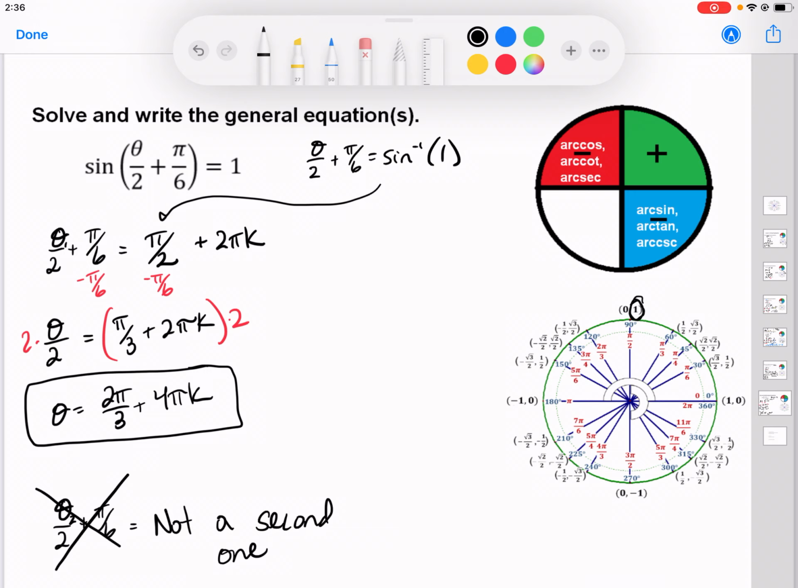And so notice this is a rare case where sine actually only gave you one angle that works. And that's because there's no other place on the unit circle that's going to give you a y value of 1.